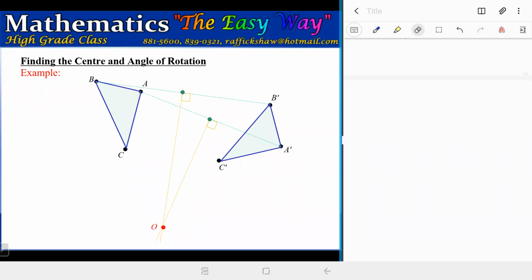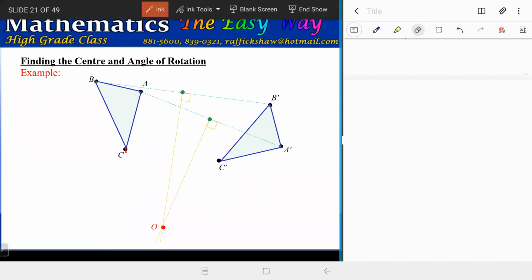So now that I've found my center, I can construct to find the angle, because what it would mean, for example, is that this point C is rotated about here over to this point C prime. So this angle of rotation is that. Or I can use another point, A. So the point A is rotated over to the point A prime. It's the same angle. Or I could use point B. Point B up here is rotated over to the point B prime, and that's the same angle of rotation there.